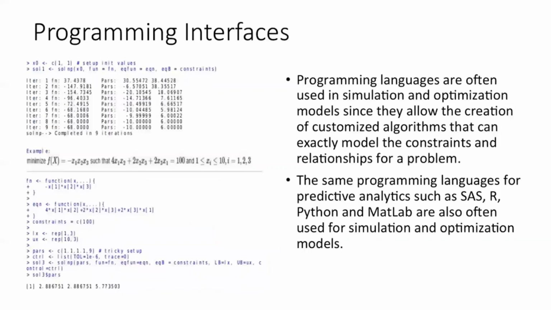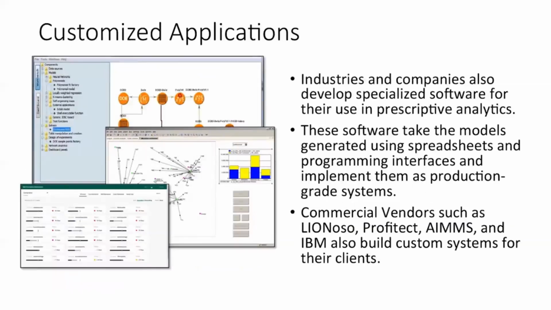For more complex problems, similar to predictive analytics, you will need to go to programming. The advantage of programming languages is you're basically building everything from scratch. And you can code all of the constraints, all of the possible outcomes, all of the relationships into a program. And more importantly, a programming interface allows you to handle much larger sizes of data compared to Excel. So the same programming languages for predictive analytics, such as SAS, R, Python, and MATLAB, are also used for simulation and optimization models.